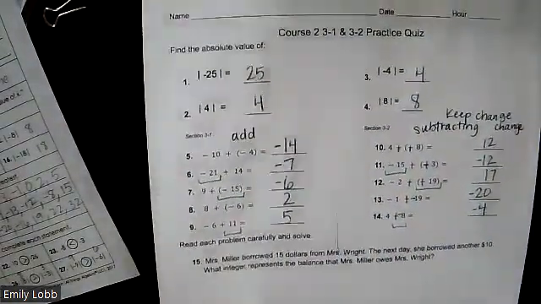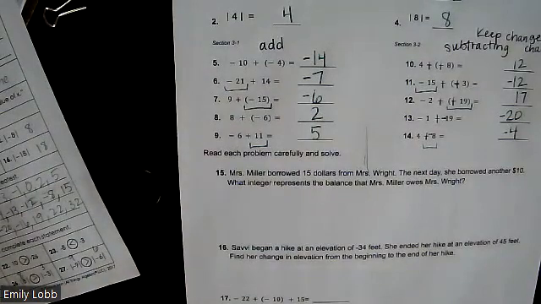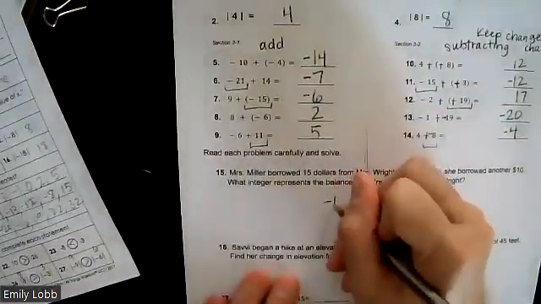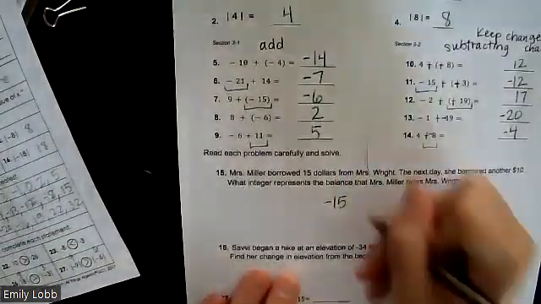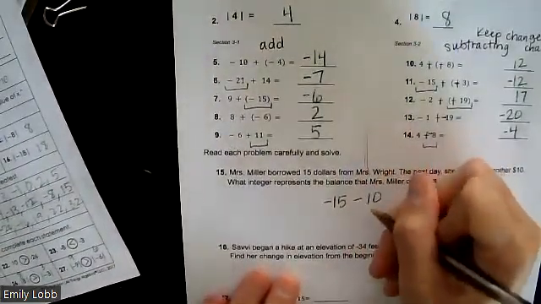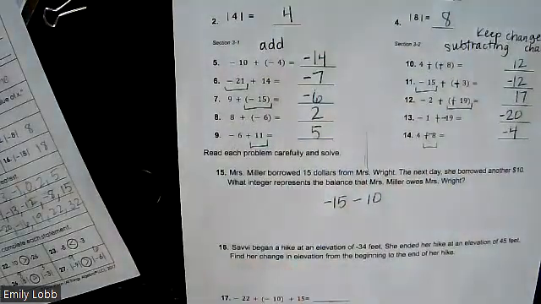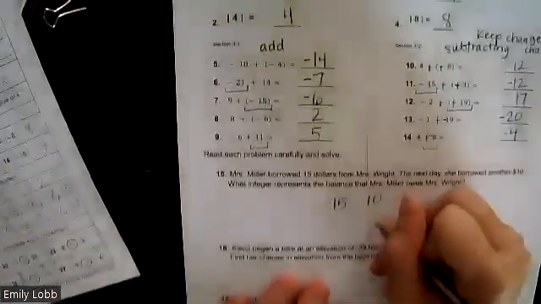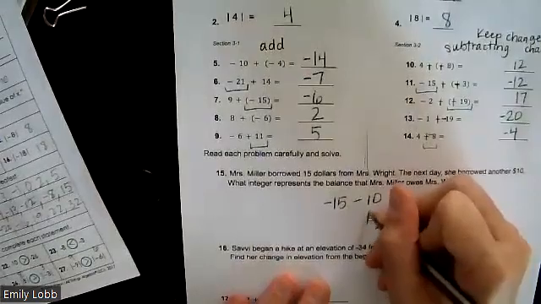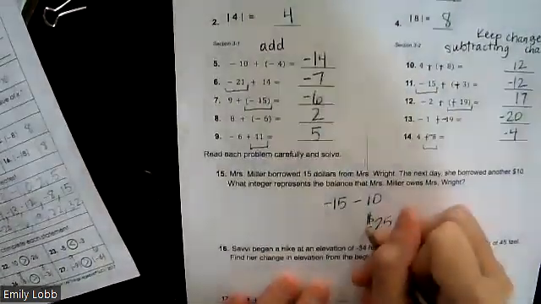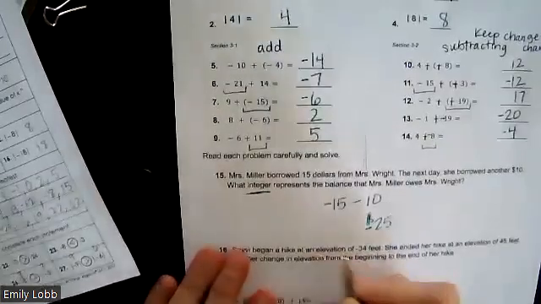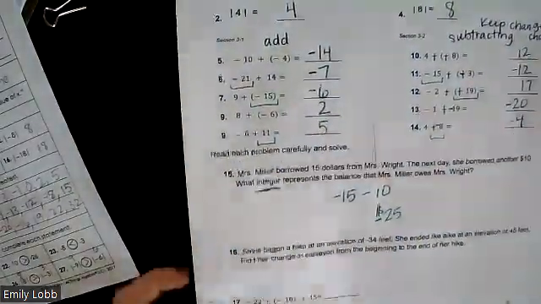Mrs. Miller borrowed $15 from Mrs. Wright. The next day she borrowed another 10. So she is in the hole 15 and then she's borrowing 10 more. So plus a negative 10. It's getting more negative, right? So how much does she owe Mrs. Wright now? She owes $25. So would we say that's positive or negative? Negative. So notice they're saying what integer. Make sure you show your proper sign, okay?